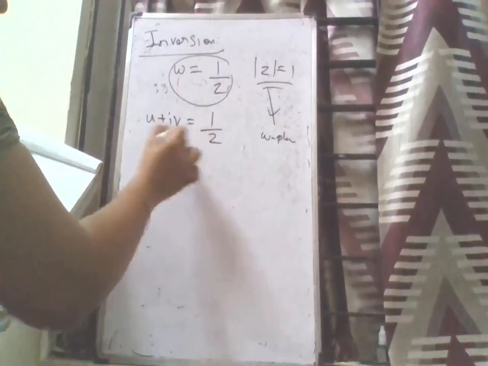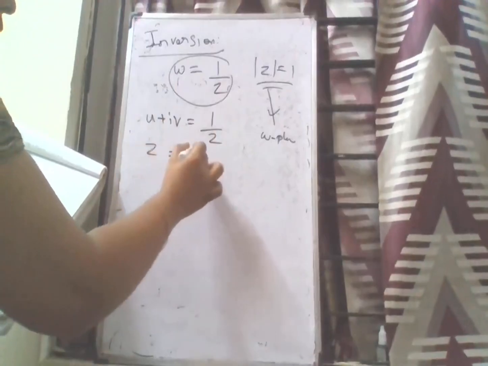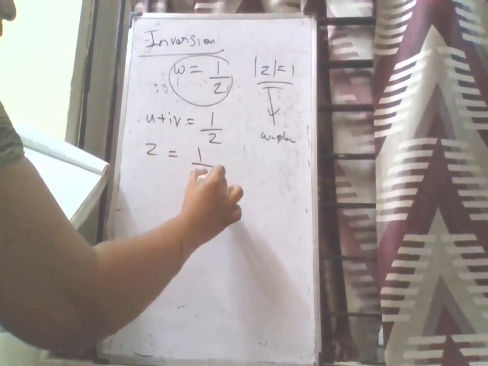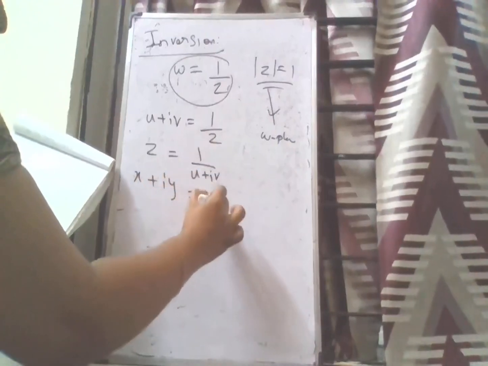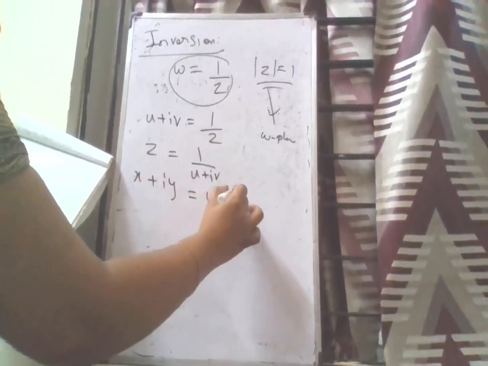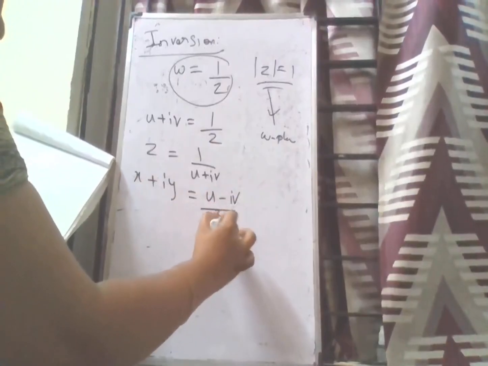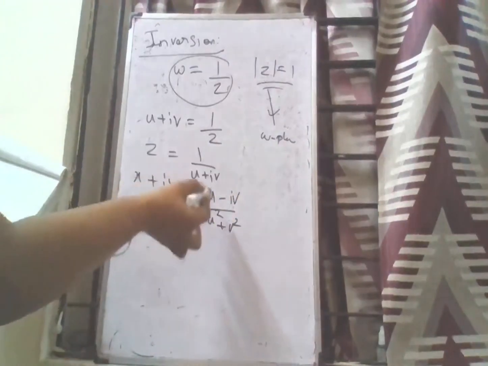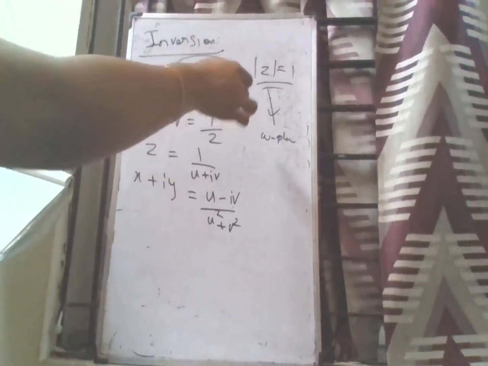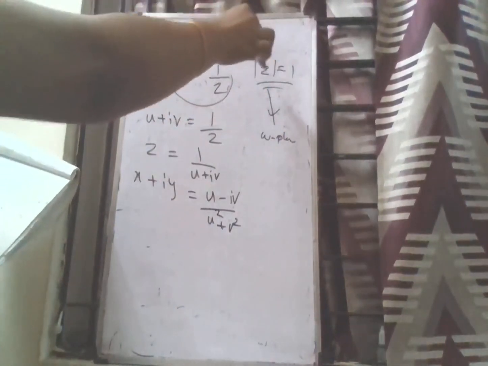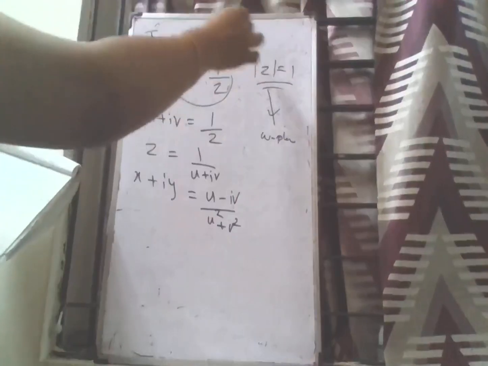Otherwise you take z as 1 divided by u plus iv. So this one is x plus iy. This one, take the conjugate: u minus iv divided by u square plus v square. Take x as the real part, y as the imaginary part, and substitute in your circle, because they have told that in the z plane you have a circle.